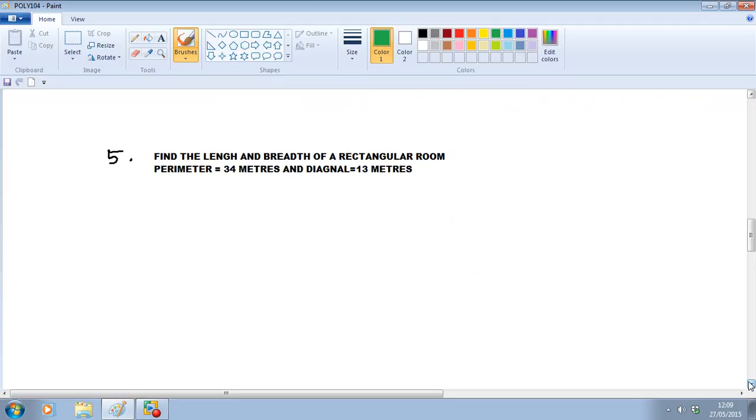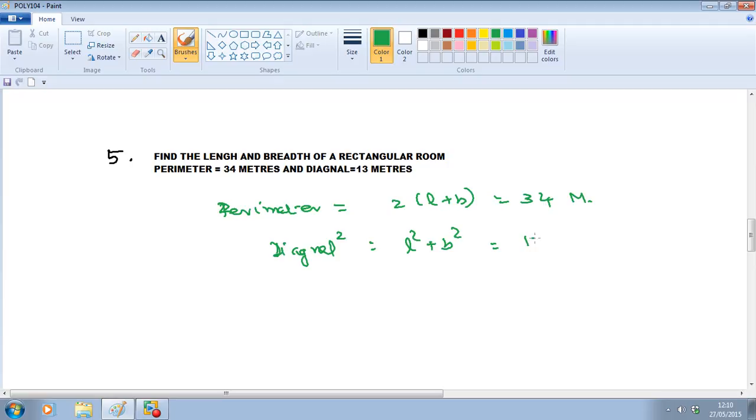Find the length and breadth of a rectangular room, perimeter 34 meters and diagonal 13 meters. Sorry, we have given a little different problem. So it's very simple. Perimeter 2 times (L plus B) is equal to 34 meters. Next it says diagonal is 13. What is the diagonal? Diagonal square is equal to L square plus B square is equal to 13 square.